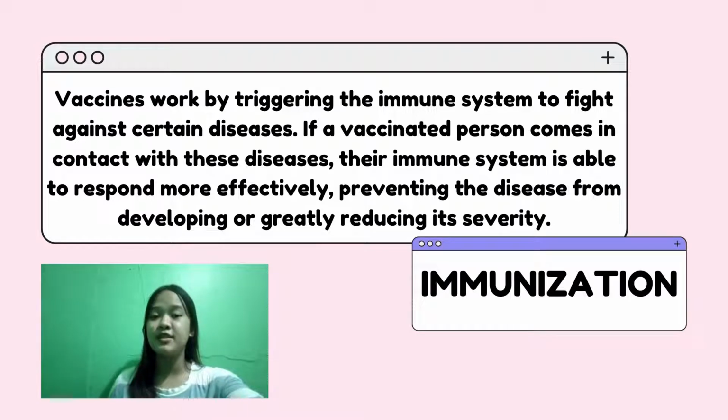Next is immunization. Vaccines work by triggering the immune system to fight against certain diseases. If a vaccinated person comes in contact with this disease, their immune system is able to respond more effectively, preventing the disease from developing or greatly reducing its severity. Immunization is the process by which an individual's immune system becomes fortified against infectious agents known as the immunogen.